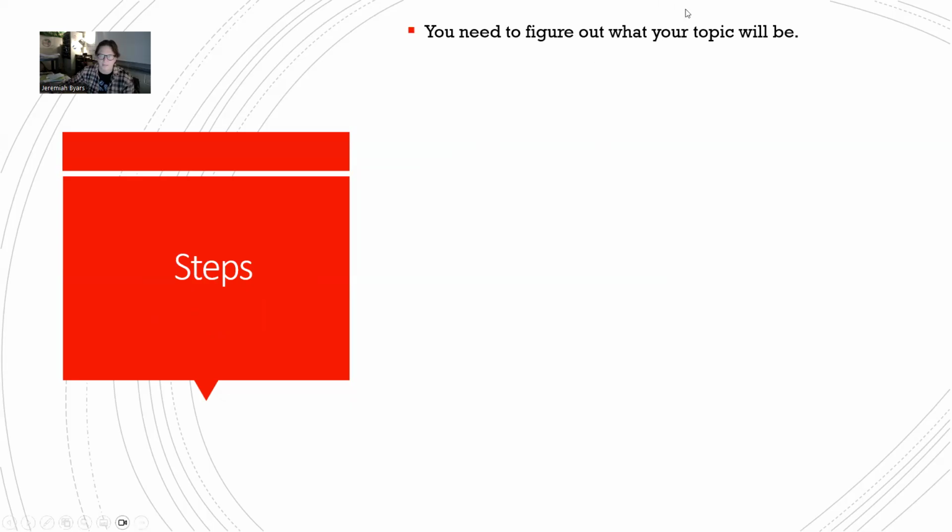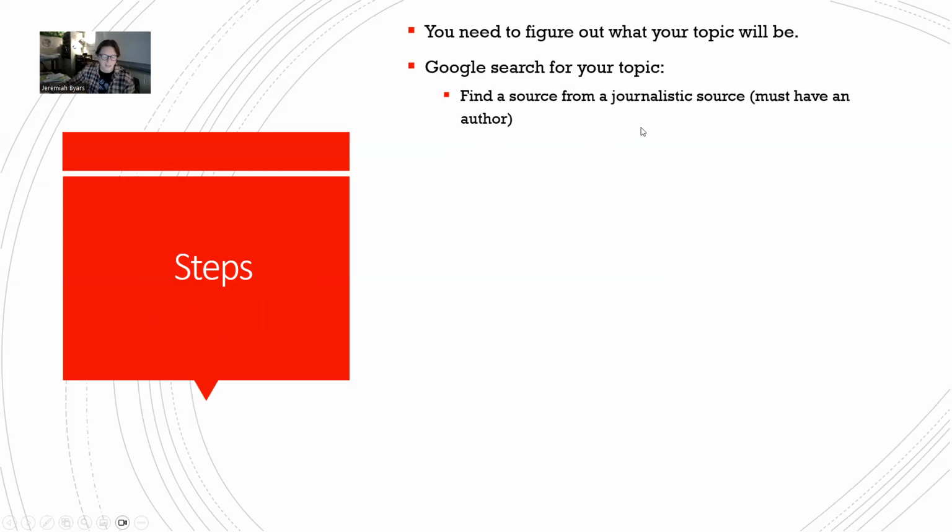Steps. All right. So first you have to figure out what your topic will be. And then you will do a Google search for your topic. Again, this is not research. I'm not teaching research methods right now. That's not for this paper. There will be future papers in this class and 1102 where it's specifically about the research. So Google is a great search engine for this paper. Find a source from a journalistic source. It must have an author.